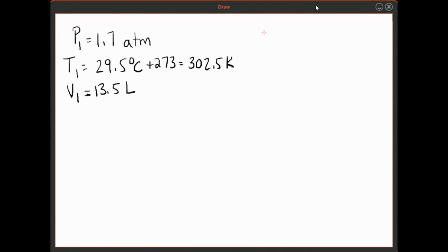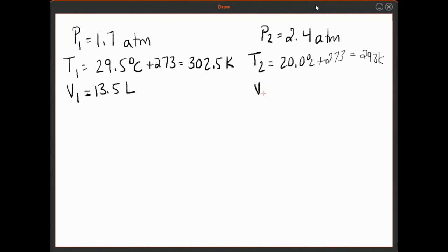Our second set of conditions is that the pressure has changed to 2.4 atmospheres. And our temperature has changed to 20 degrees Celsius. Again, we cannot use Celsius, so we will add 273 to get 293 Kelvin. And then, of course, our volume 2 is what we are looking for.